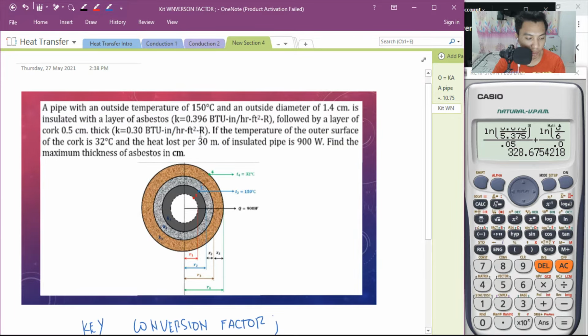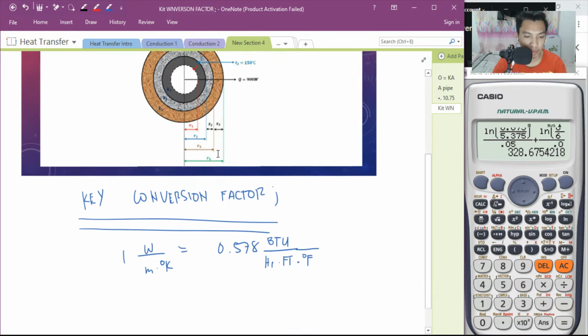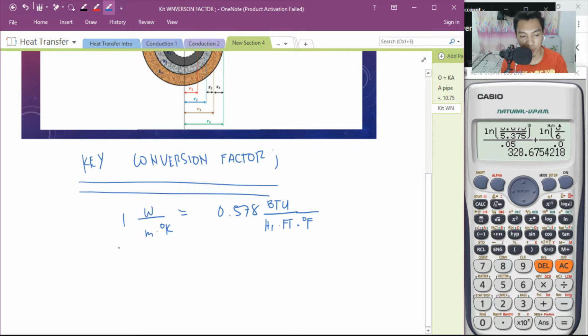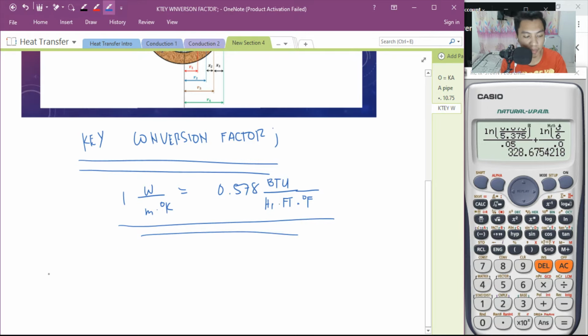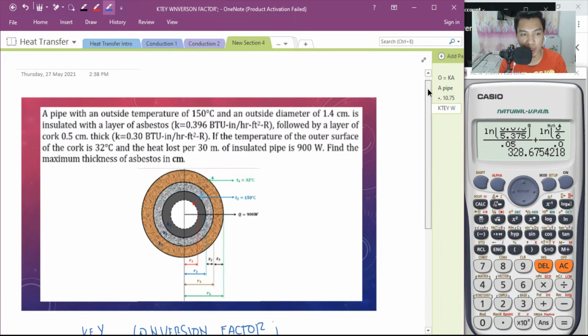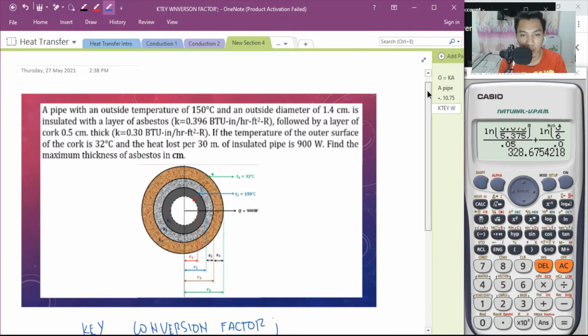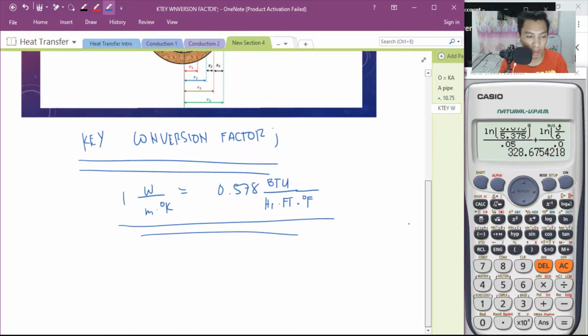Pwede ko yang i-convert. Pero papakita ko na rin sa inyo yung conversion niya na mahaba. Okay? Let us convert. Ito, gamitin nyo to yung shortcut na to. Pero pwede na yung mahaba. Pakita ko sa inyo yung mahabang solution. So, you are given nung asbestos tapos yung sa cork. Yan. So, sa asbestos muna, yung K ng asbestos.